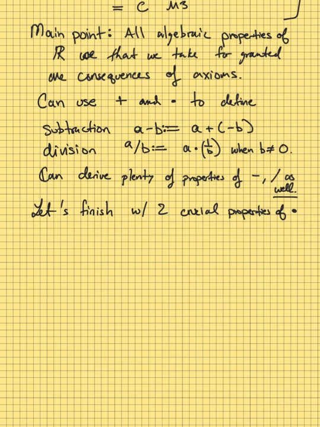So the first one is that this inverse element is unique. So if a is not equal to 0, and b is in R, and we have a times b is equal to 1, then b must equal 1 over a. Okay? It's going to be, again, kind of a proof by axiom.